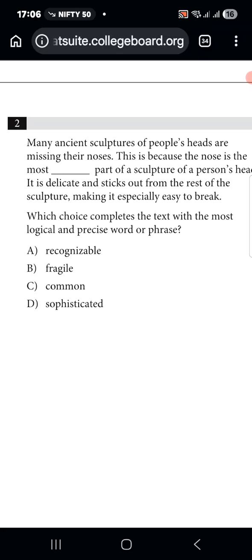So whenever you get these vocab questions, the best way to answer them, and to answer them fast, is to read less, do a little paraphrasing, and get the answers.